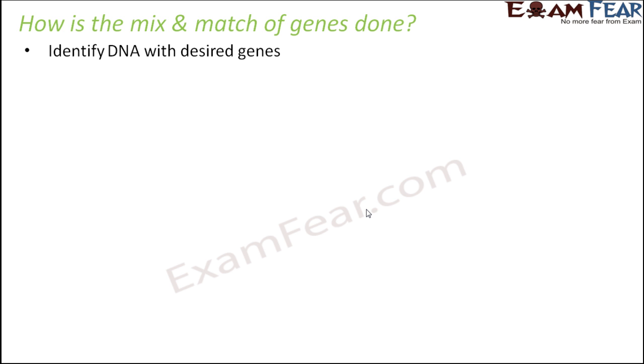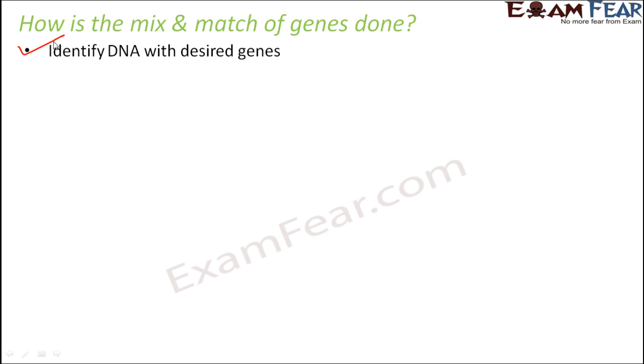So first of all, the first step in this would be to identify DNA with the desired genes. First of all, we should know which is the desired gene. For example, when we talk about the jellyfish, we say the gene which is responsible for the glowing nature, or for the glow at night. So we are interested in that gene. So that is the desired gene.